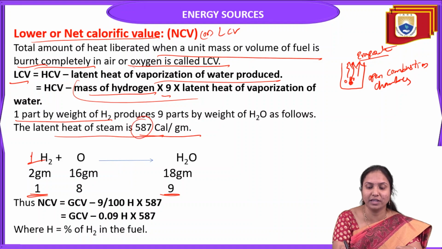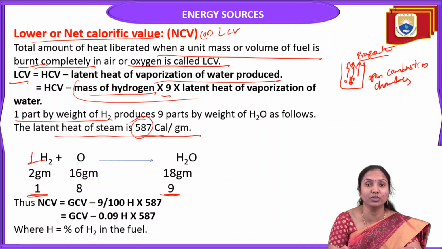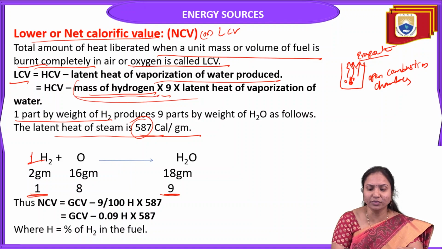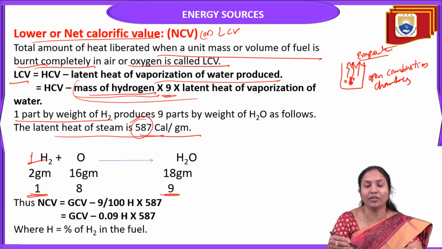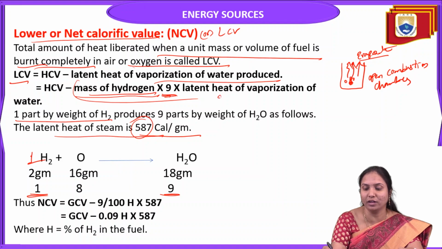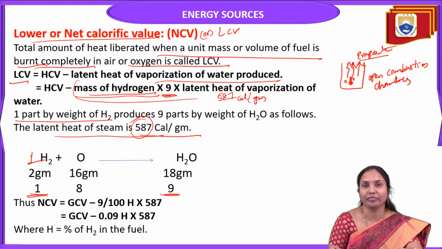This value is fixed: 587. Practically it is proved that. So how much latent heat is produced? Its value is 587 calories per gram. Here the mass of hydrogen is 1 and 9 is the mass of water. 1 part by weight of hydrogen produces 9 parts by weight of water, that is steam. So here we are taking 9, and the latent heat of vaporization of water, its value is 587 calories per gram.